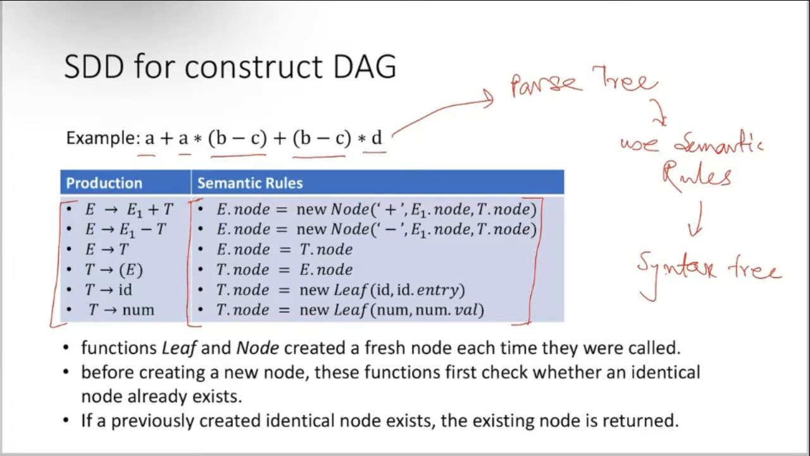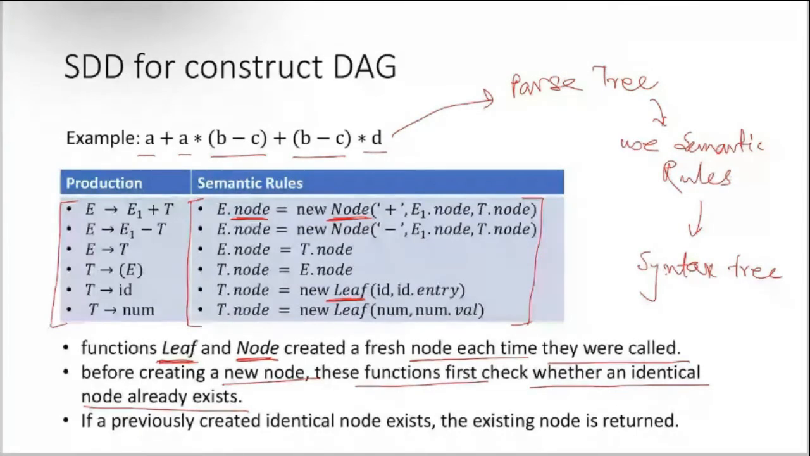We have two functions here. One is called leaf, another is called node. This is the node function, and this is the leaf function. What do they do? They create a fresh node each time they are called. Before creating a new node, these functions first check whether an identical node already exists.